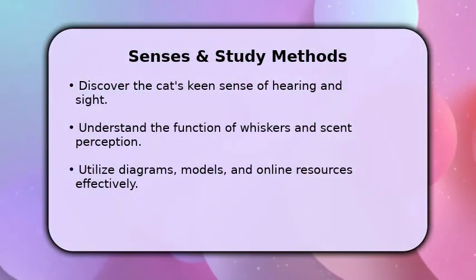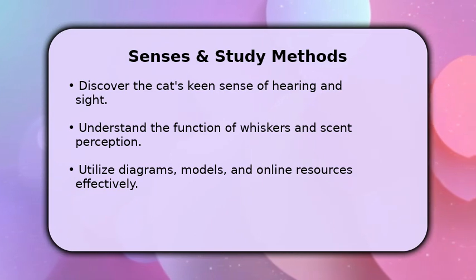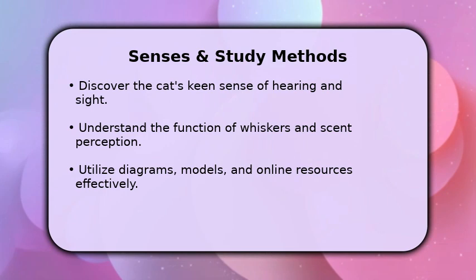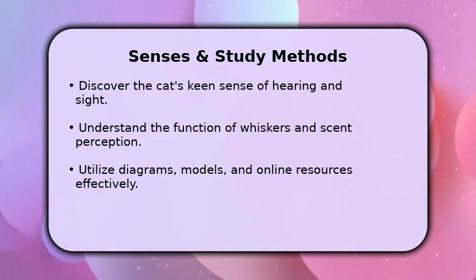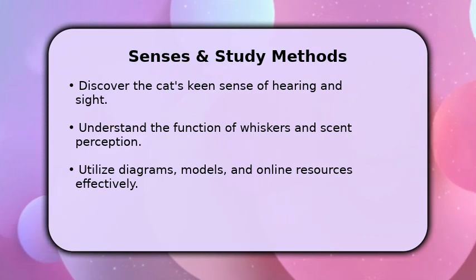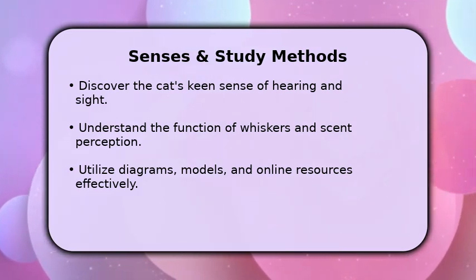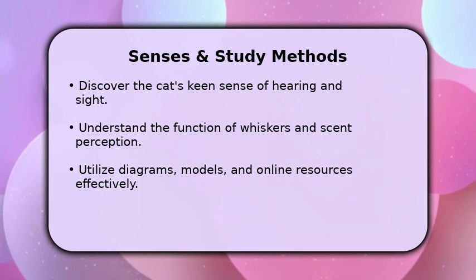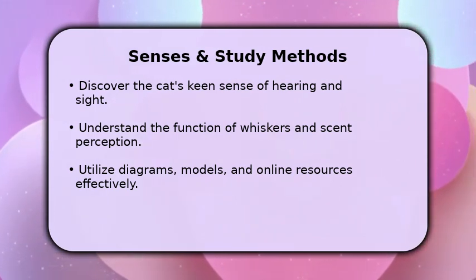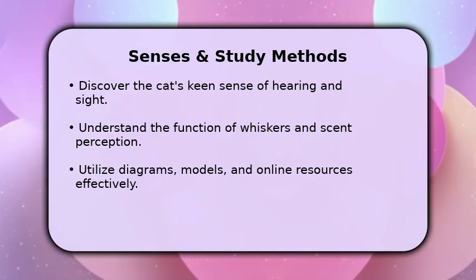Finally, consider the cat's remarkable sensory organs, such as their excellent night vision and acute hearing. Learn about the role of whiskers and their strong sense of smell. For effective study, use detailed anatomical charts, three-dimensional models, and reputable online resources. Observing live cats can also provide valuable insights into how their anatomy supports their behavior.